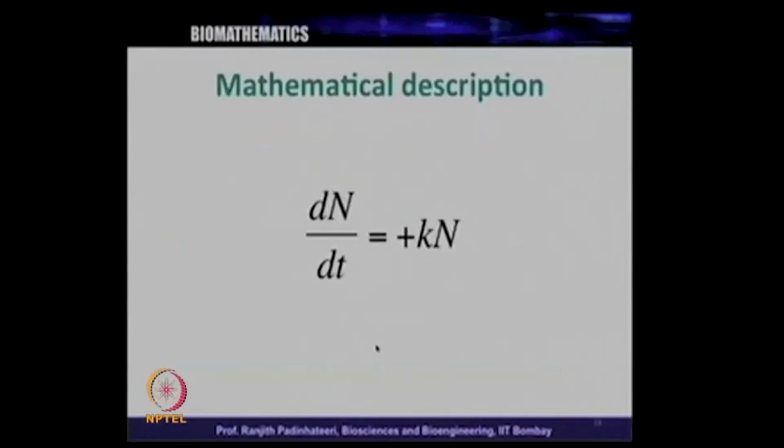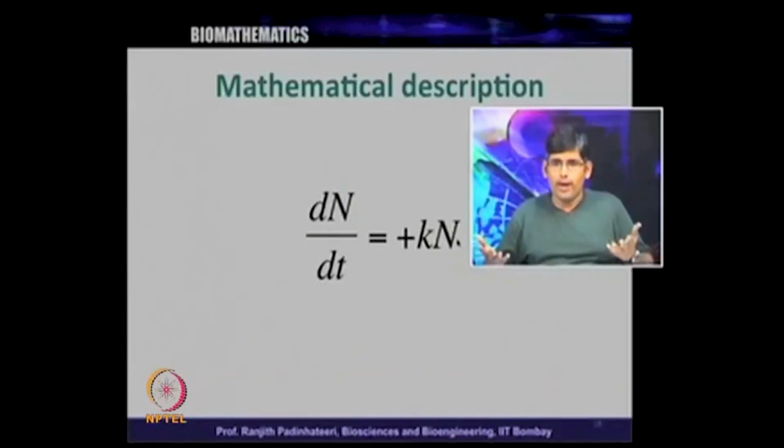The mathematical description is the following. The dn by dt is plus kn. The plus represents the increase, not the decrease. It is increasing, and the fact that it is kn, proportional to n, implies the phenomenon that we see, that the more the n, the more division will happen. There are more numbers to divide, so the increase will be more. So, we combine these two ideas into one line, and we get this equation: dn by dt, the change in number when the time changes, is equal to plus kn.